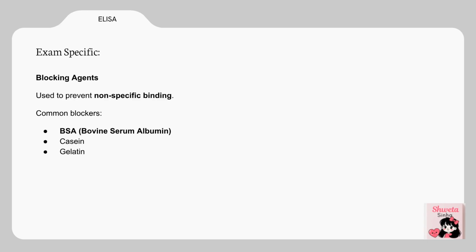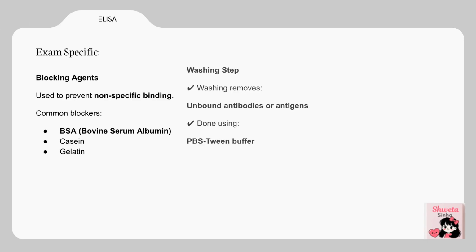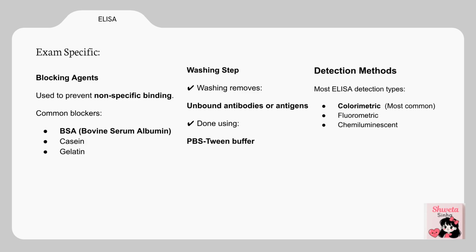Blocking agents such as BSA, casein, and gelatin prevent non-specific binding. The washing step removes unbound antibodies or antigens, commonly using PBS tween buffer. Detection methods include colorimetric, the most common, fluorometric, and chemiluminescent. Absorbance is most commonly measured at 450 nanometers.